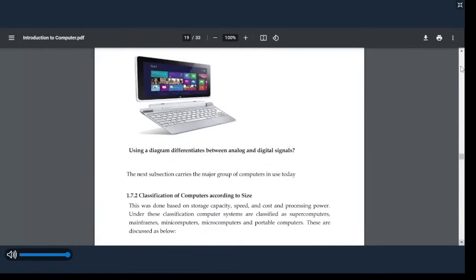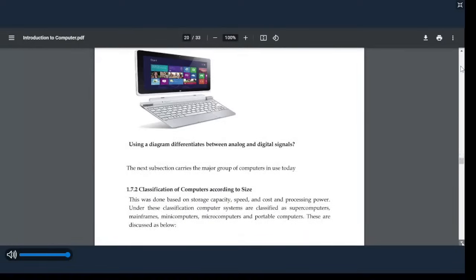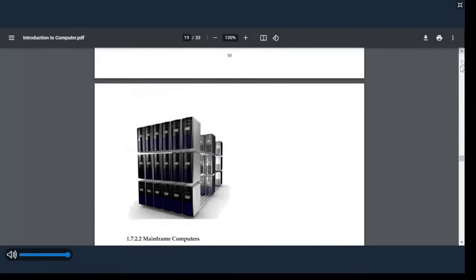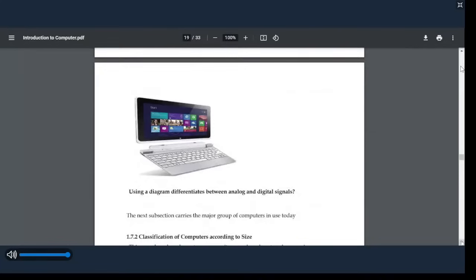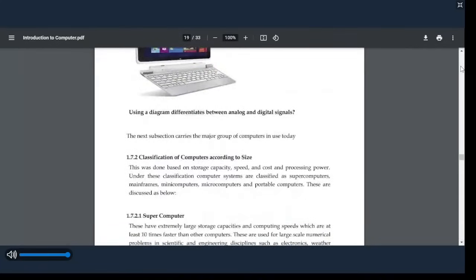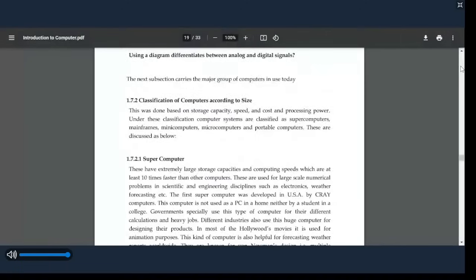These are discussed below, so we are discussing them. We are moving to the discussion, and let's see where to start. So let's move to supercomputers.